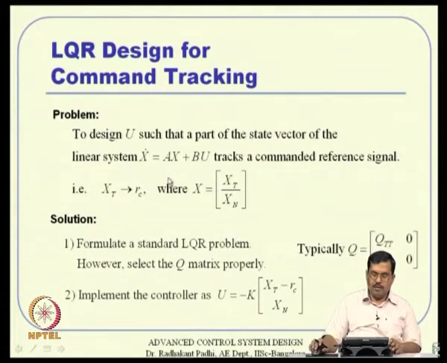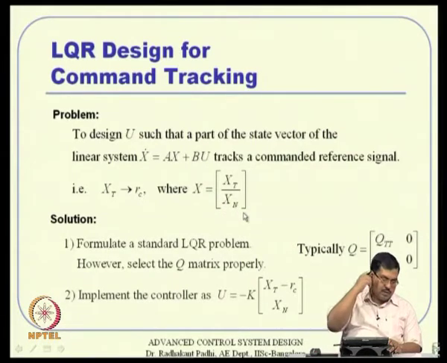In other words, earlier we were mainly worried about x going to 0 only, that is the regulatory problem, and the LQR system has been designed for that particular problem only. Now, if you want to extend that to the tracking problem, how does it happen? Let us say the x vector is divided into two parts, xt and xn, where xt is the tracked states, that is what we want to track, and xn we are typically not bothered about so much. It can go somewhere.